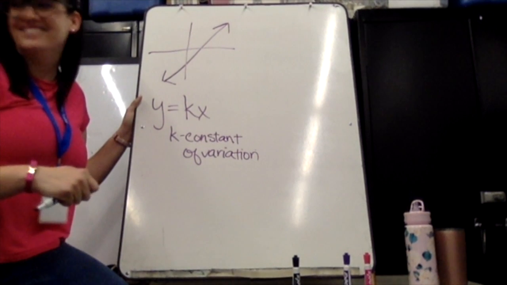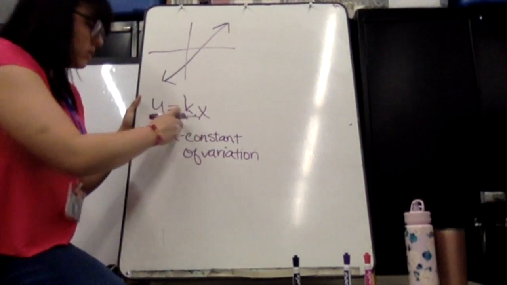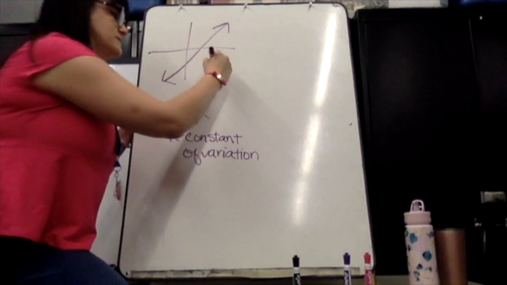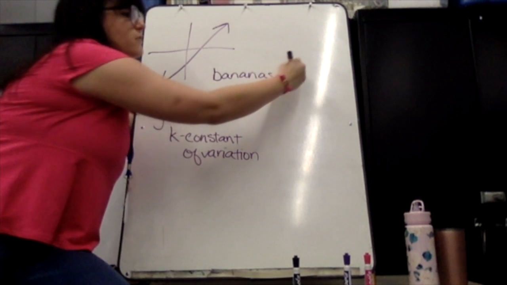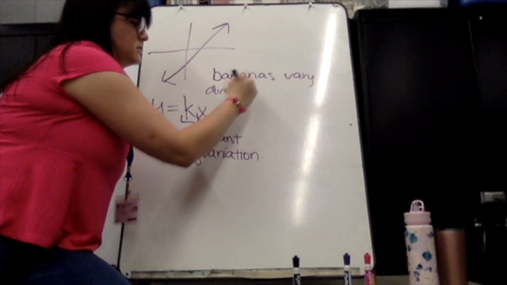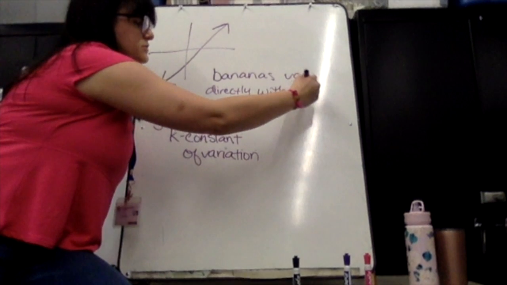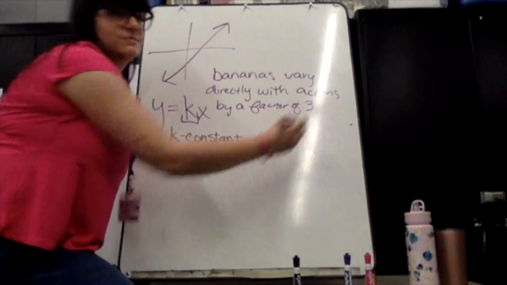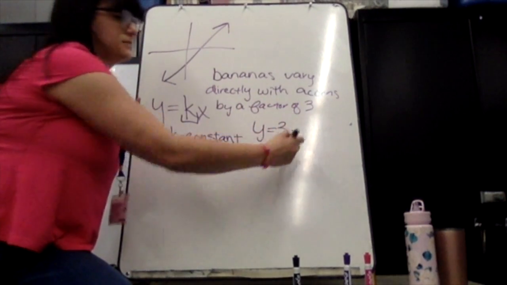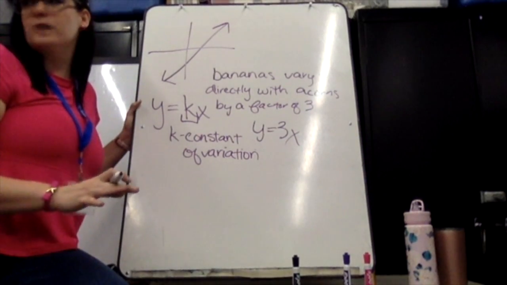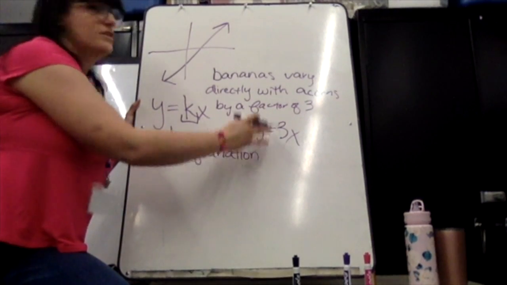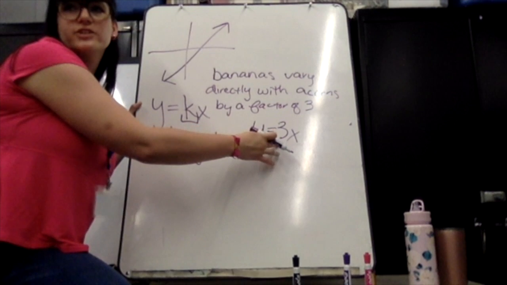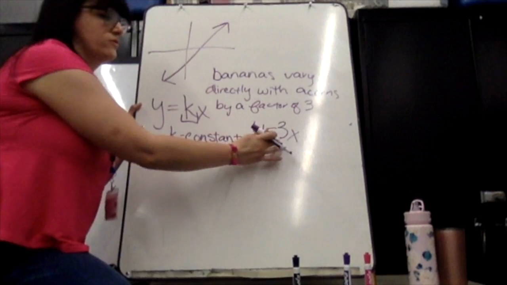Okay. So all we really need to find then is this k. If we are told that bananas vary directly with acorns by a factor of 3, that means y equals 3x. So, translating it step by step into math speak: bananas, it's going to be y. Vary directly, that means they're both right here. The only difference between them is that there's this 3 here. That's the direct variation. It's going to be the multiplication. With acorns by a factor of 3. Make sense?